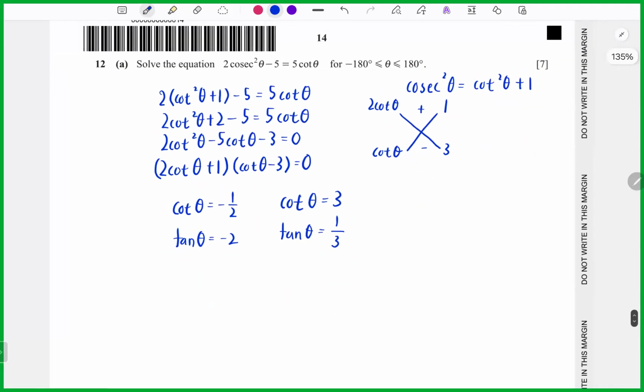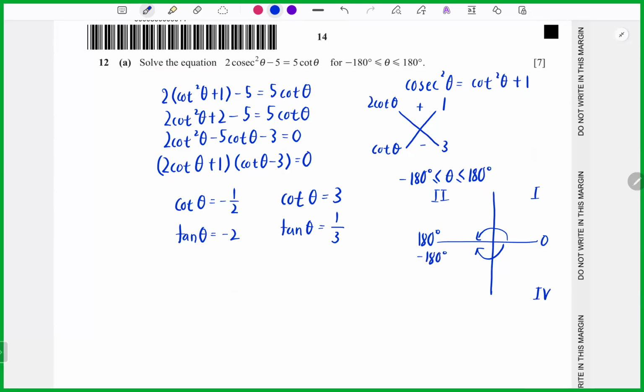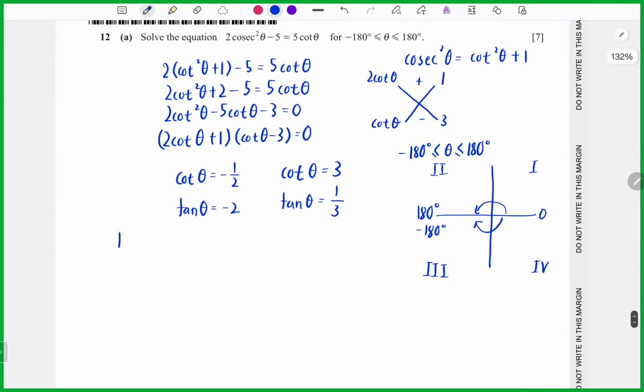Okay, so you can look here. You need to find out the answer between negative 180 degree and positive 180 degree. So how will you find it? You need to find for these two parts, 0 until 180 degrees, and for these directions, 0 until negative 180 degrees. Okay, now we can try to find out the reference angle first.